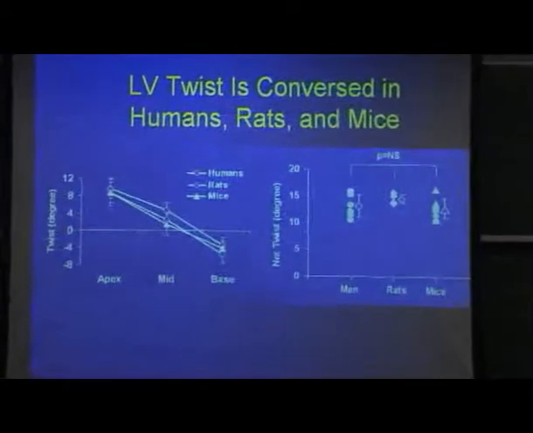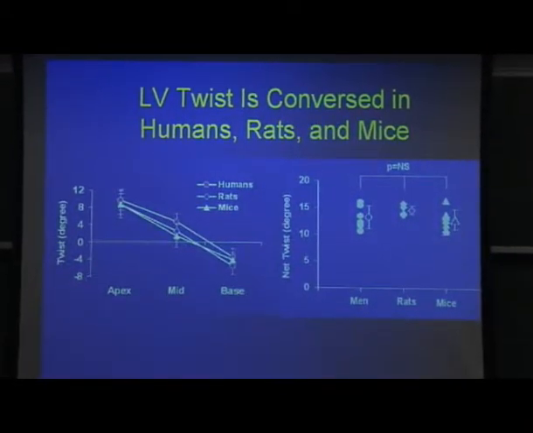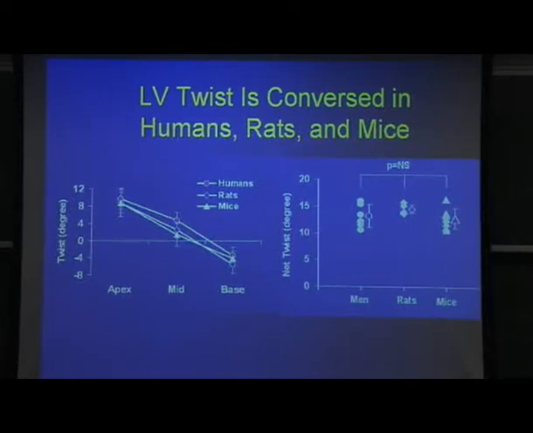And it turns out that the twist of the heart is conserved in humans, rats, and mice. And so this is common. The amount of twist, the rotation of each of these segments, is basically the same in humans, rats, and mice as you go from the apex to the base. One of them turns one way, the mid-wall doesn't turn much at all, and the apex turns the other way. And this net twist is really no different. So this is a common contractile mechanism in these animals here.